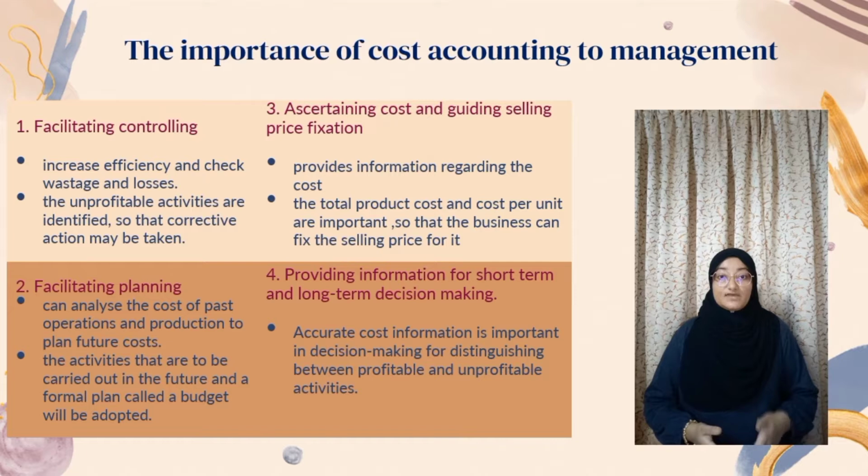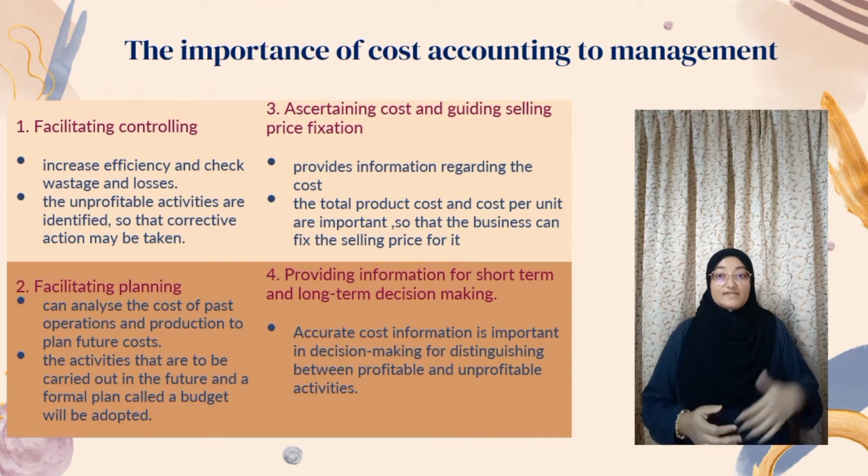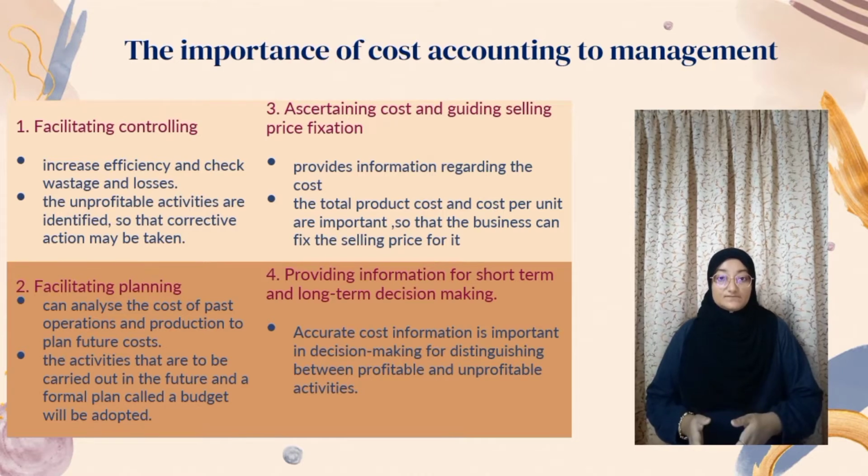Number 1 is facilitating controlling. Cost accounting provides detailed costing information to help the management maintain effective control, increase efficiency, and check wastage and losses. Knowledge of the cost is also necessary to check on the cost of product and control wastage. By using cost accounting data, the unprofitable activities are being identified so that corrective action may be taken.